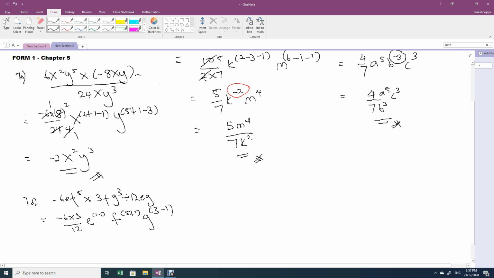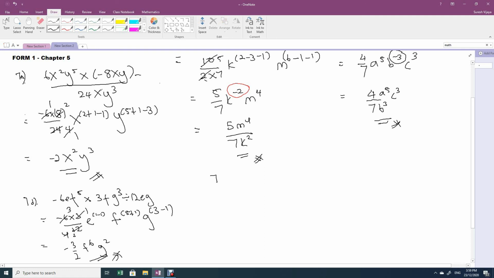Then what we do next is we solve the numbers. So we have 3, we cut off, divide by 3, and this one divide by 4, and then we divide by 2, we will get 3 over 2. So then we have negative 3 over 2. Then e to the power of 0 will be 1, just ignore it. Then we put f to the power of 6 and g to the power of 2. So this is the answer for 7d.